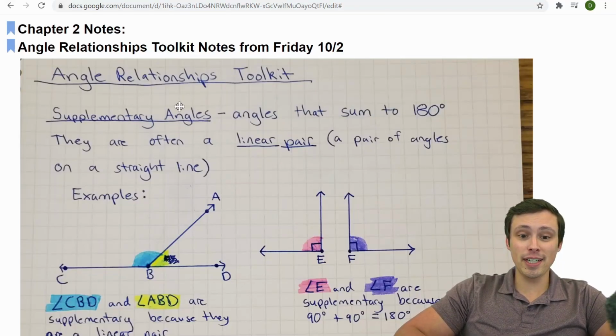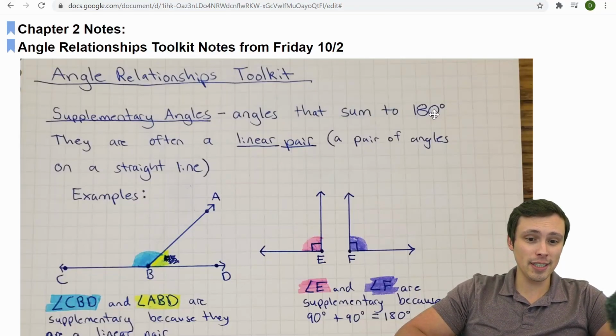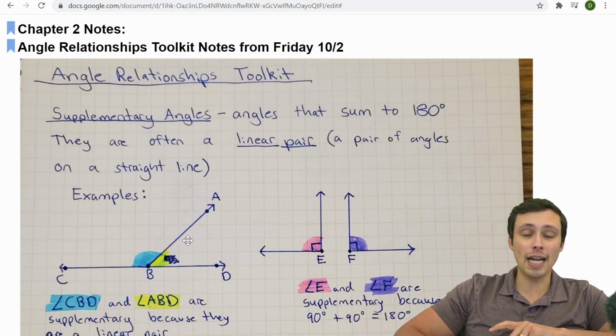Okay, so supplementary angles are angles that add up to 180 degrees. Oftentimes you'll see those as a linear pair, which is a straight line that's been split, so you have two angles that together make a straight line. Those will always add up to 180.